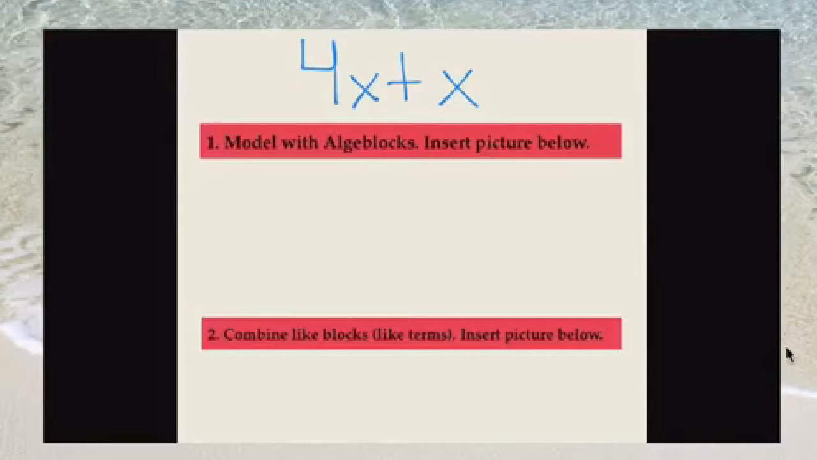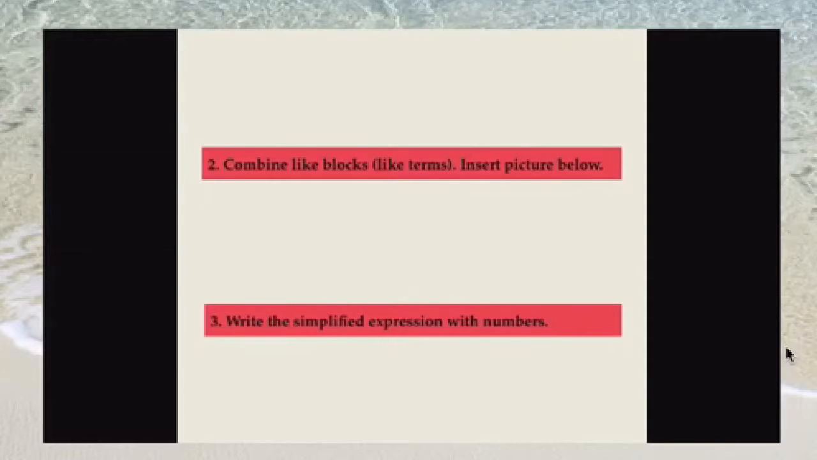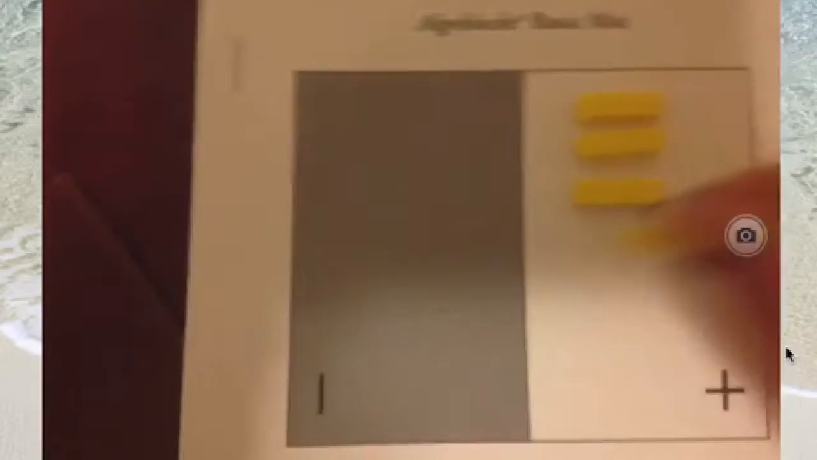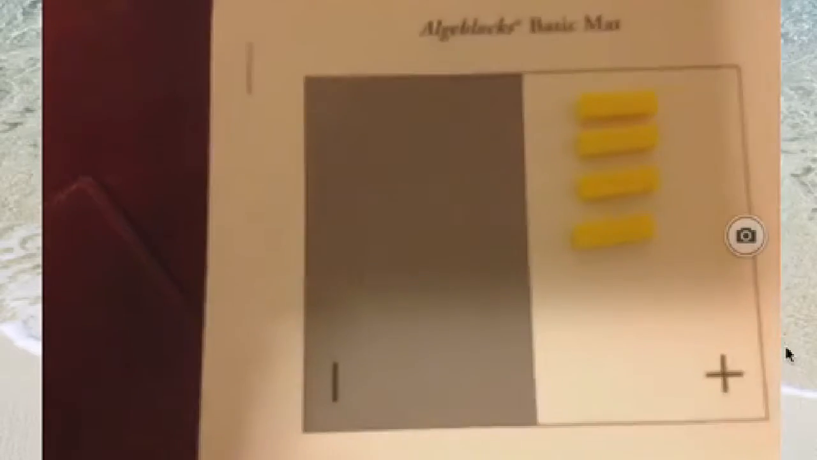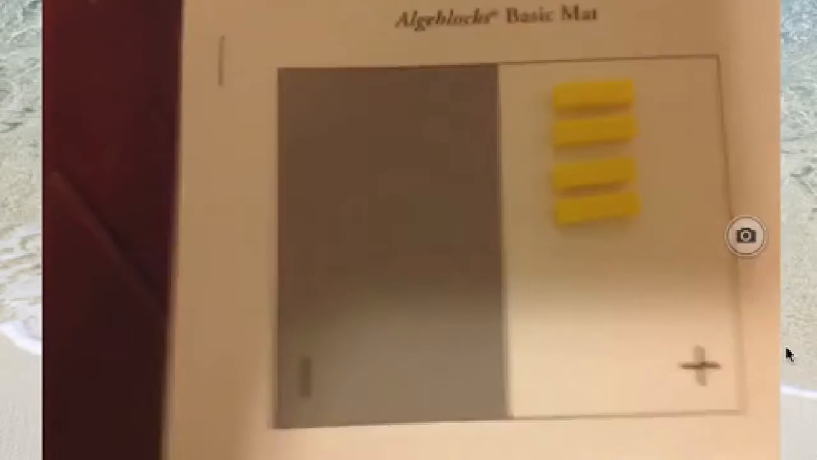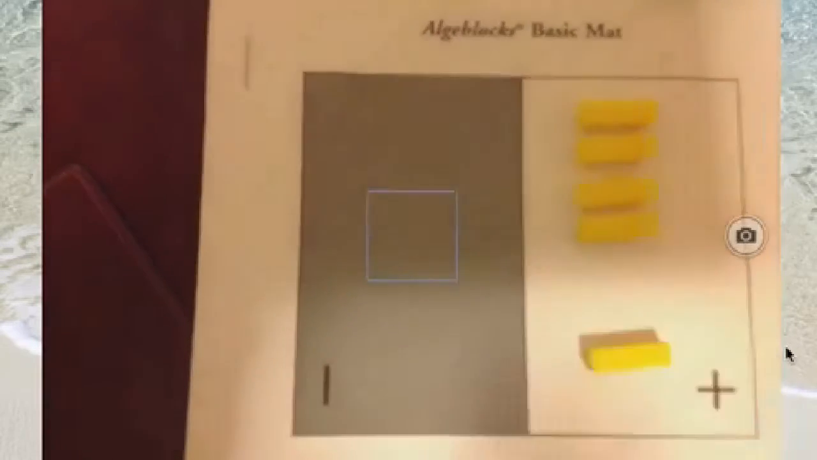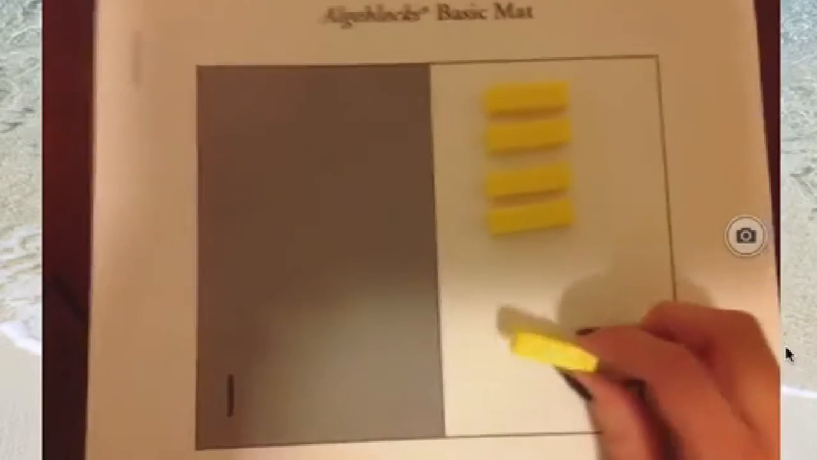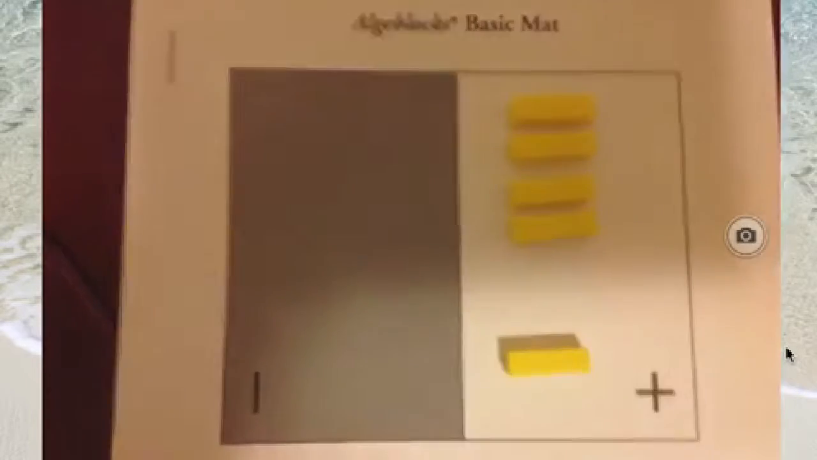Okay, so let's just quickly go back. Remember, our expression is 4x plus x. So I'm going to start by modeling positive 4x. I'm going to model positive 4x by putting, that's right, 4x blocks on the positive side of the mat. Okay, that represents my 4x. Next, I'm going to take one more x to represent that 4x plus x, one single x. Remember, one x by itself means 1x.